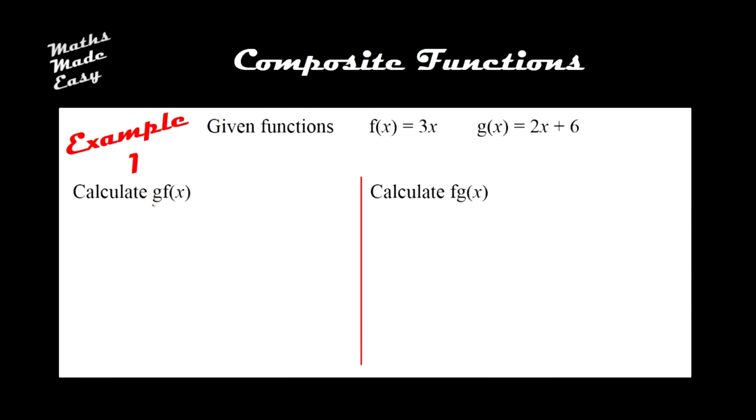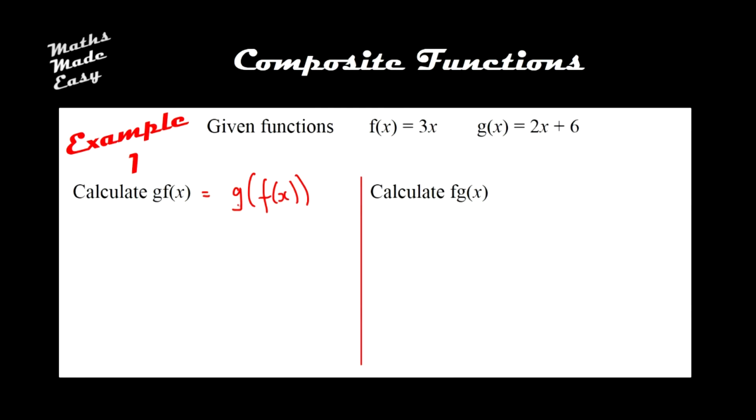So it says calculate gf of x. That is another way of writing g of f of x. We tend to just not write this bracket because it gets quite crazy with brackets the more functions of functions you do. So what I need to do here is do f of x first, and then whatever I get for f of x I put into g of x.